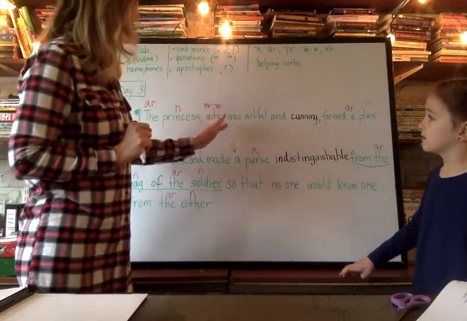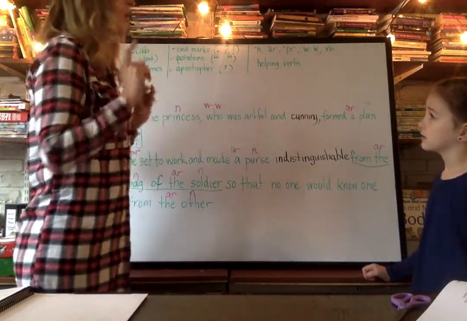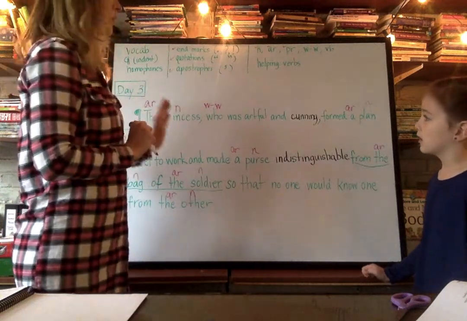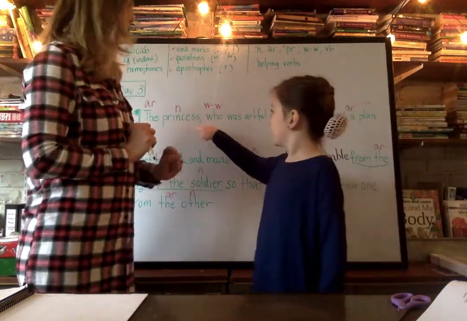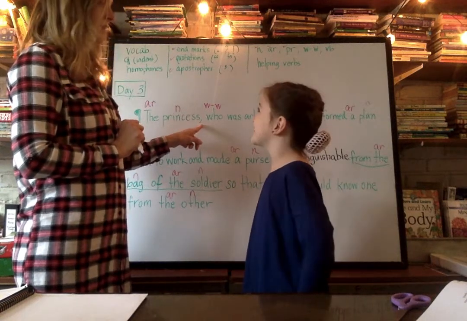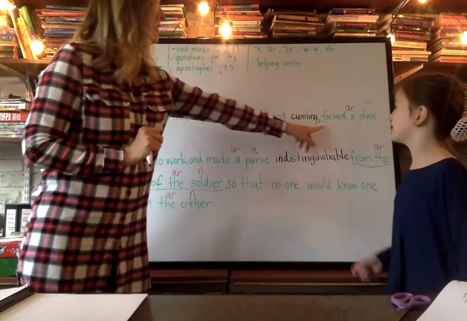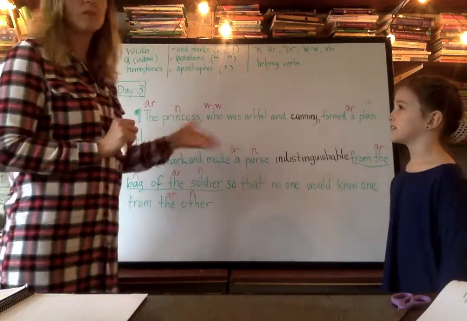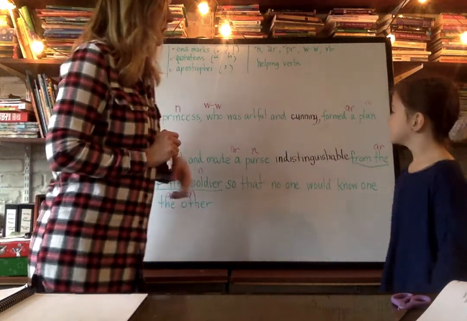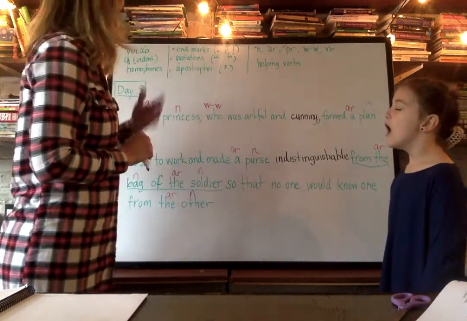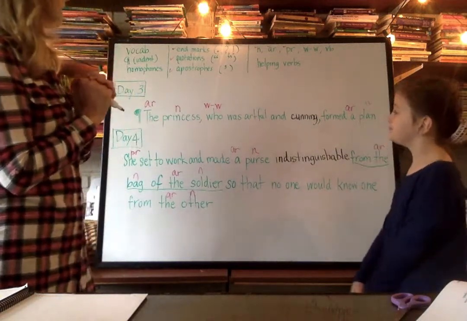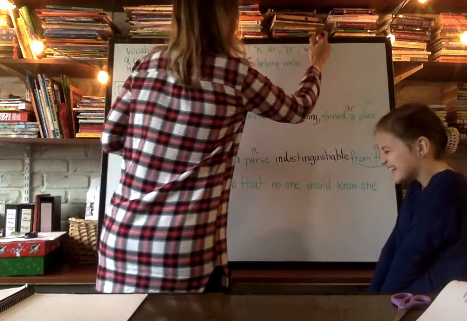All right, so who was artful and cunning. Now, what clues do you have in this sentence to tell you where the clause begins and where it ends? The comma, right? You go from comma to comma. Or if this were at the end of a sentence, it would be comma to an end mark, a period, exclamation point, or a question mark. Very good. So that's our who, which clause.